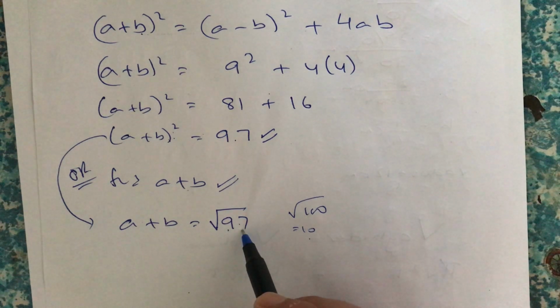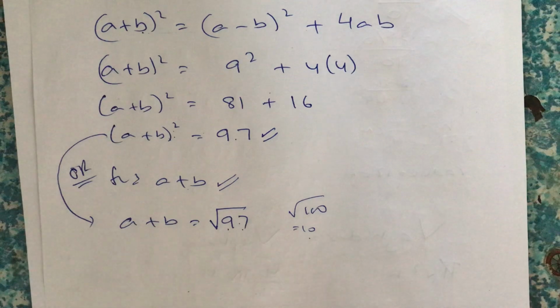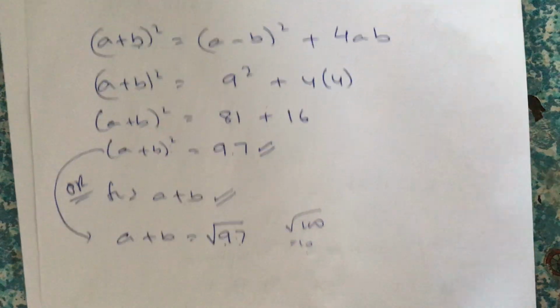This does not have a proper square root, so we can leave it like that. Okay, so that's how we go ahead and solve this side. Now let's go ahead and solve another question.